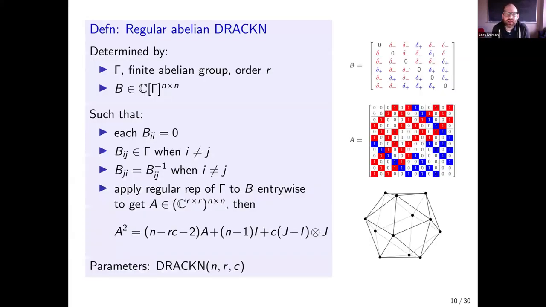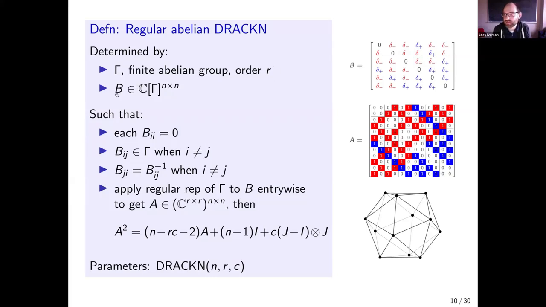Okay, so here's how I will, in this talk, be defining a regular abelian DRACKN. And this is going to look, I think, kind of complicated. So we'll just take a little bit of time to understand this slide. So it's determined by a couple of things. First of all, there's a finite abelian group in the background, very much like how I had plus or minus 1, a group of order 2 in the previous example. Its order I'm going to call R.